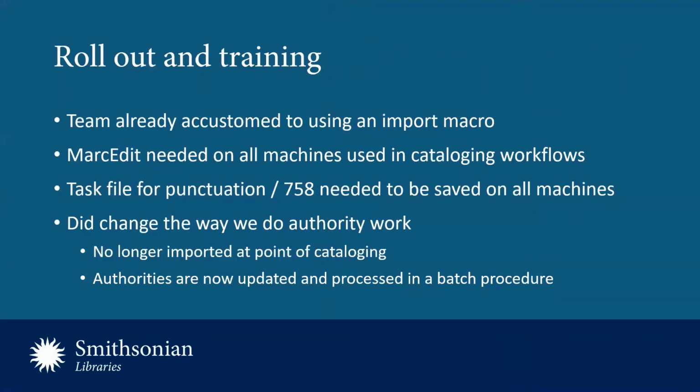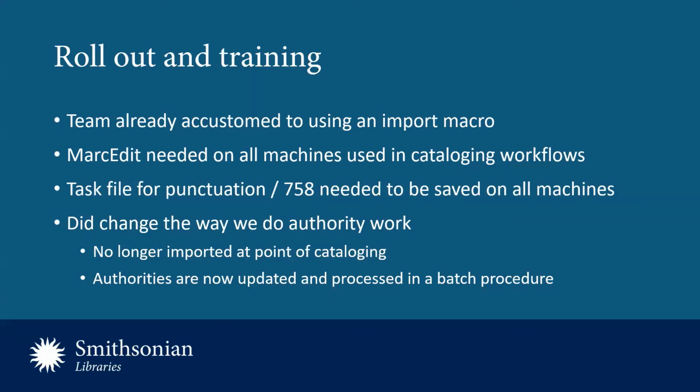This rollout, which happened in January of this year, involved a lot of coordination between myself and Jackie and other units involved in cataloging. My team in resource description is already accustomed to using macros, so this was just a new macro on their available menu. Where we had to do a lot of coordination was with the technology updates with our library web services team. These were things like making sure all the machines involved in cataloging had MarcEdit, had those relevant task files installed so that everything would run smoothly.